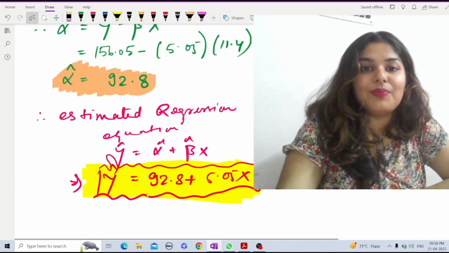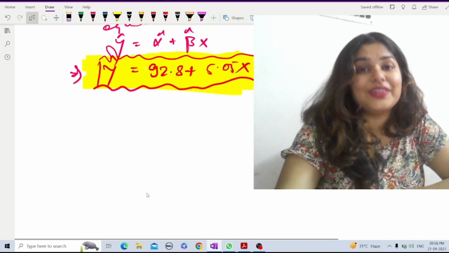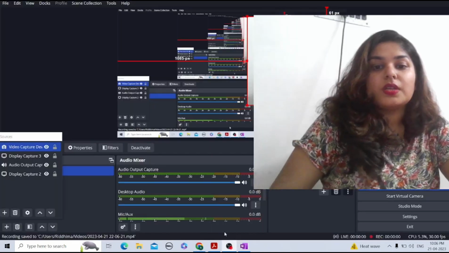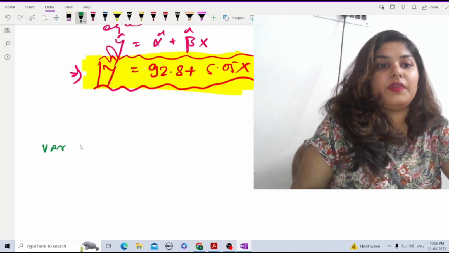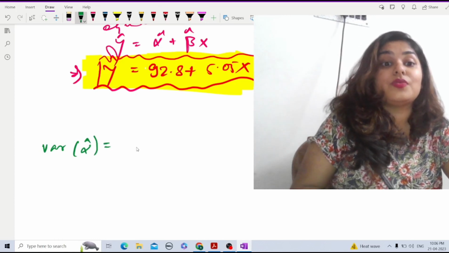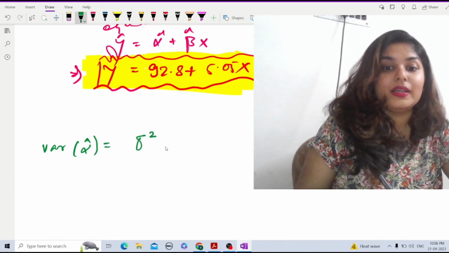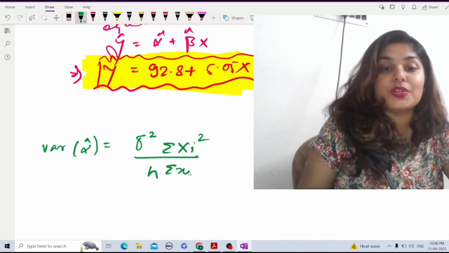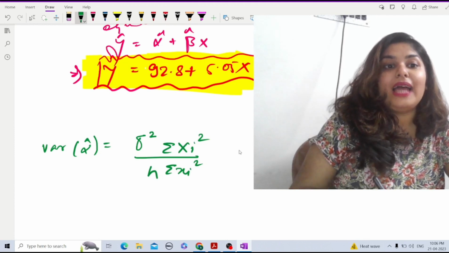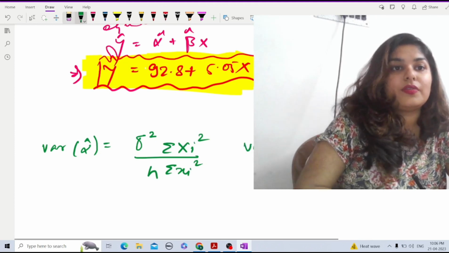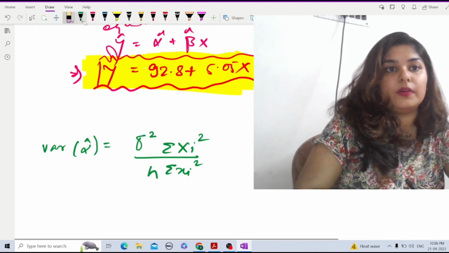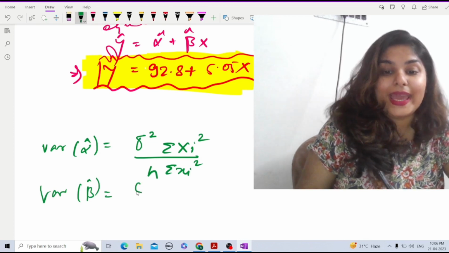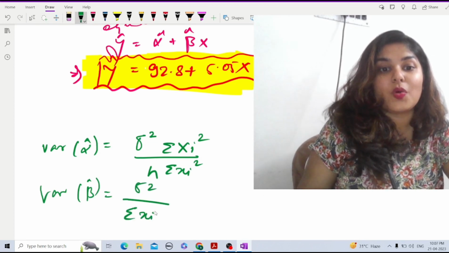Now the second part is to calculate the standard error of alpha hat and beta hat. The formula for the variance of alpha hat is sigma square times summation capital xi square divided by n times summation small xi square. And the variance of beta hat is again sigma square by summation small xi square.